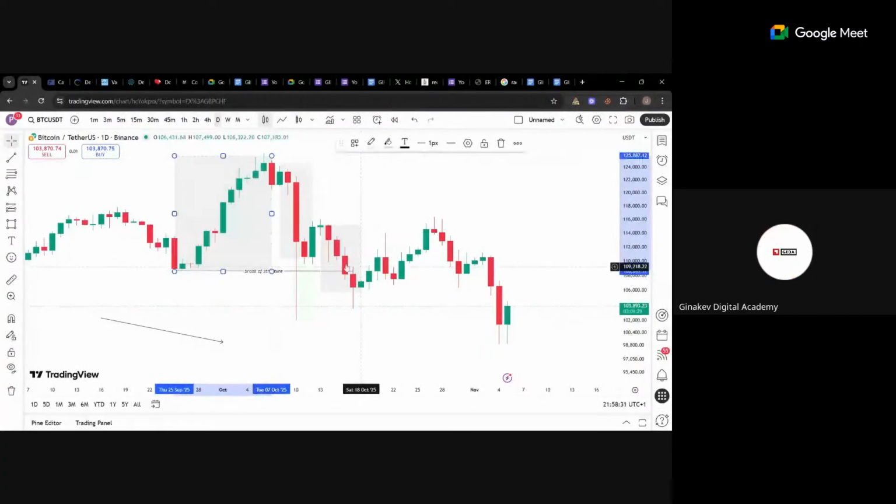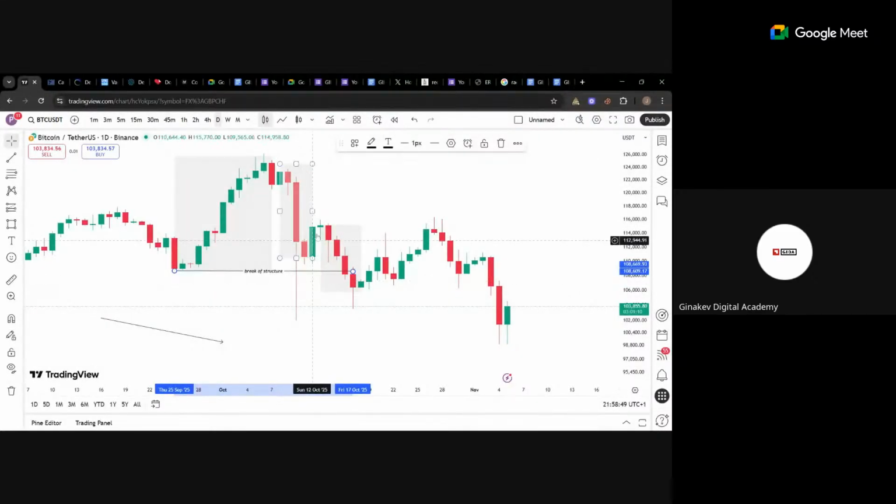Can you see that these people now broke below, like they traded below this whole buyer structure with a body close, not a wick. They used the body to close below the buyer structure, creating a what? Break of structure.